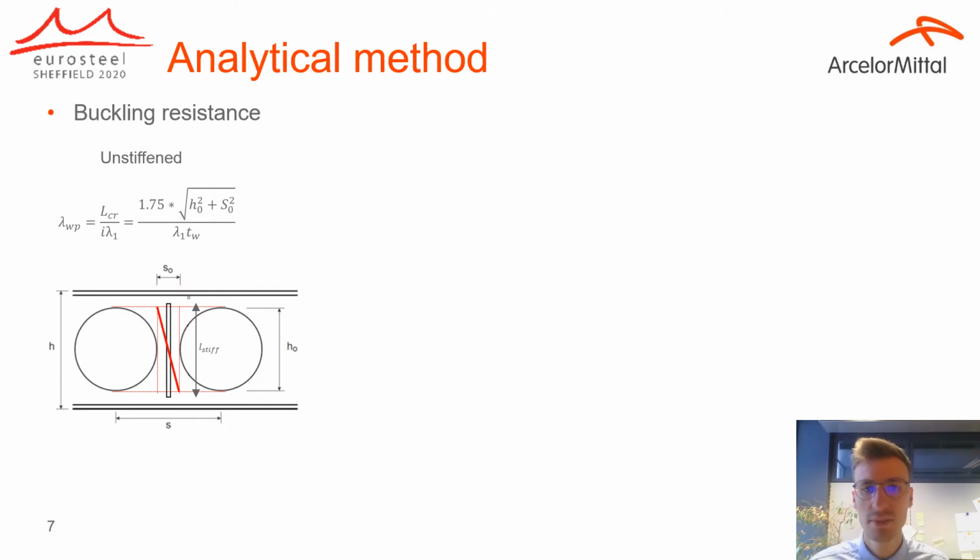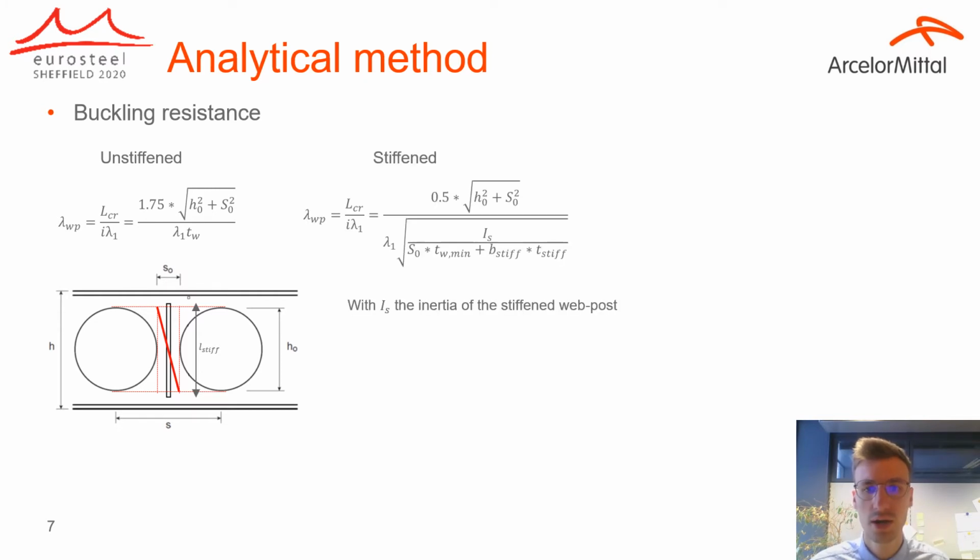And we took exactly the same assumption, considering the stiffener area and the inertia brought by the stiffener to the web post buckling. So it's exactly the same formula, but instead of putting the inertia of the web post, we replace it by I_S, which is the inertia of the stiffened web post. Then we just calculate the psi factor, and we obtain the buckling resistance by multiplying this psi factor with the yield strength and the web post area, to be compared with the normal forces acting on the web post.